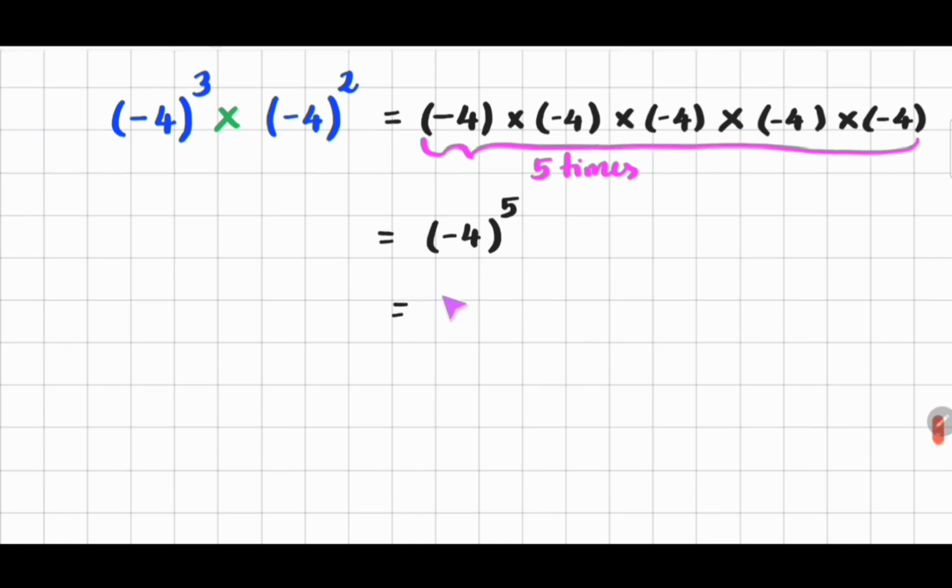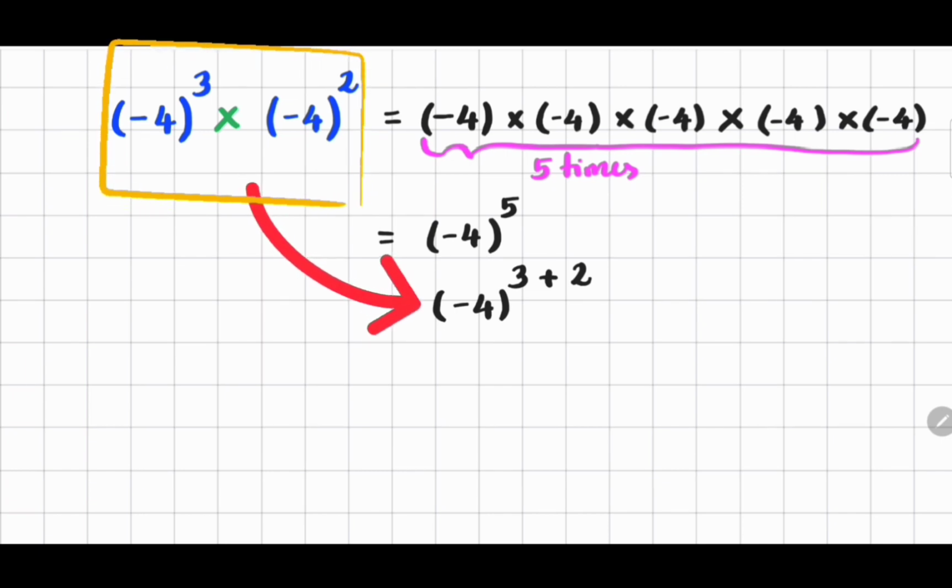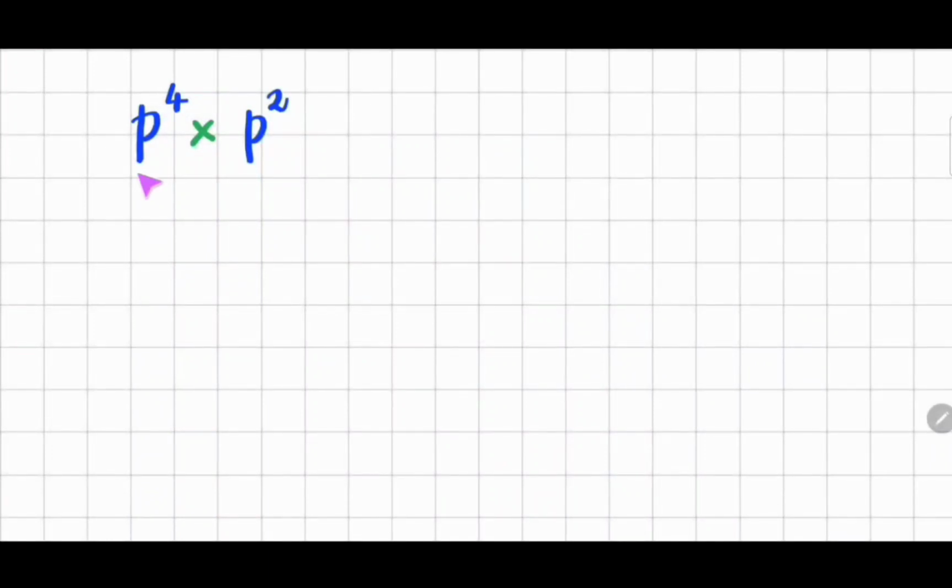And we write this 5 as 3 plus 2. We observe that the base of minus 4 the whole cube and minus 4 the whole square is the same, that is minus 4, and the sum of their powers is 5. So we can write this as this. It also works for variable bases when the variable bases are not equal to 0.